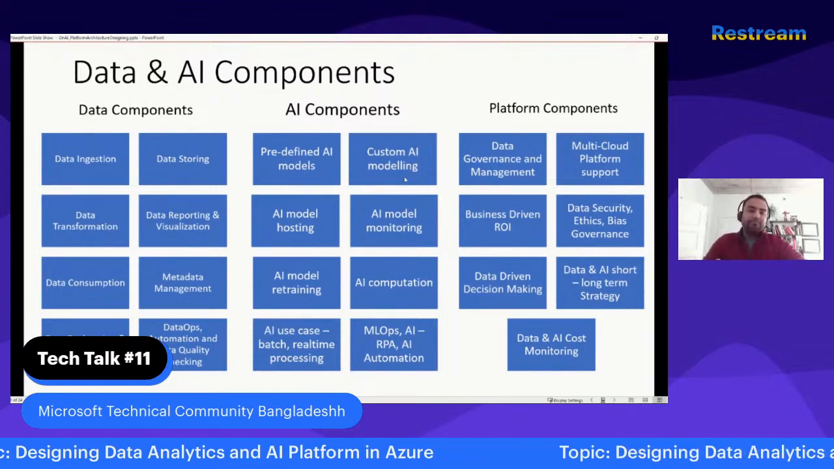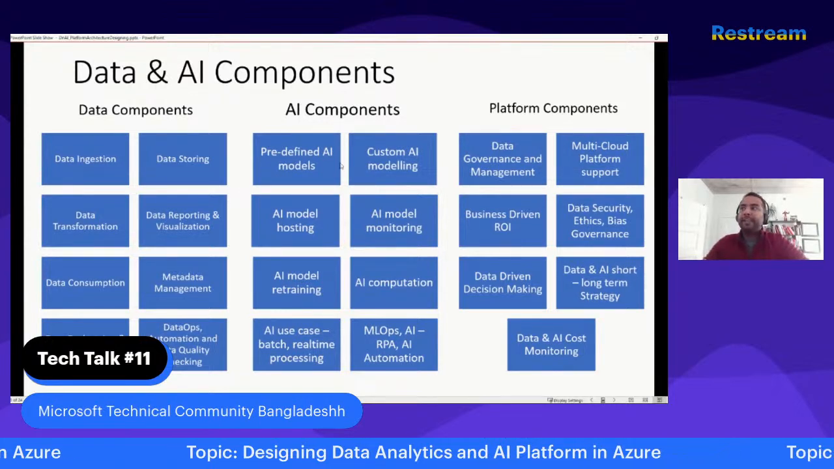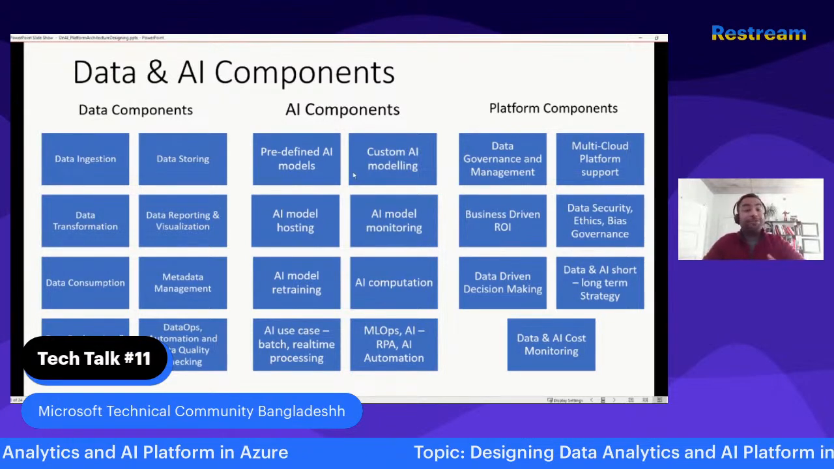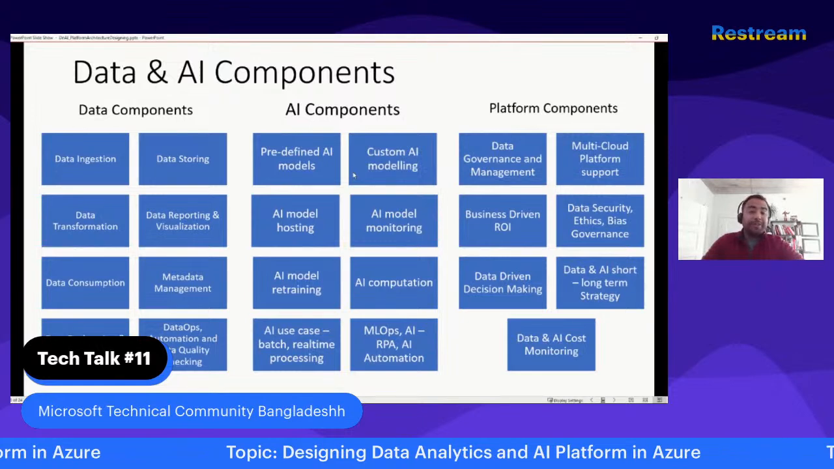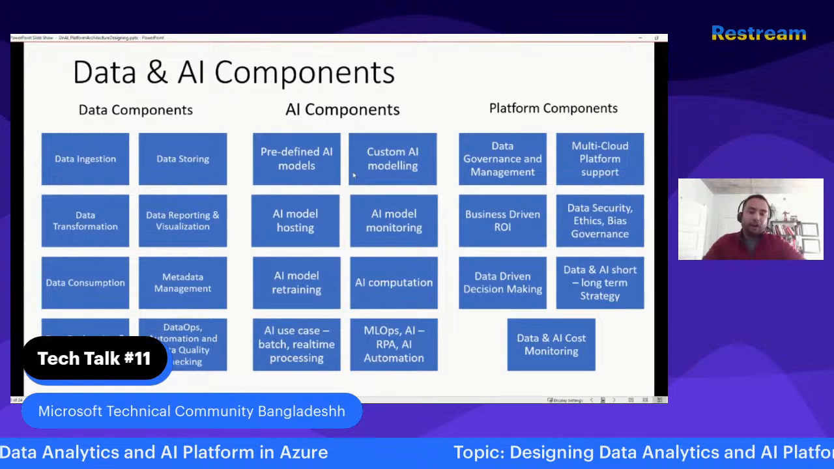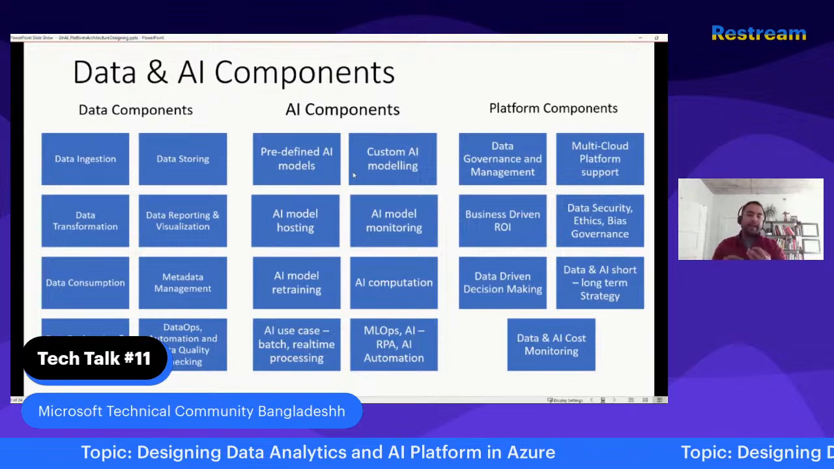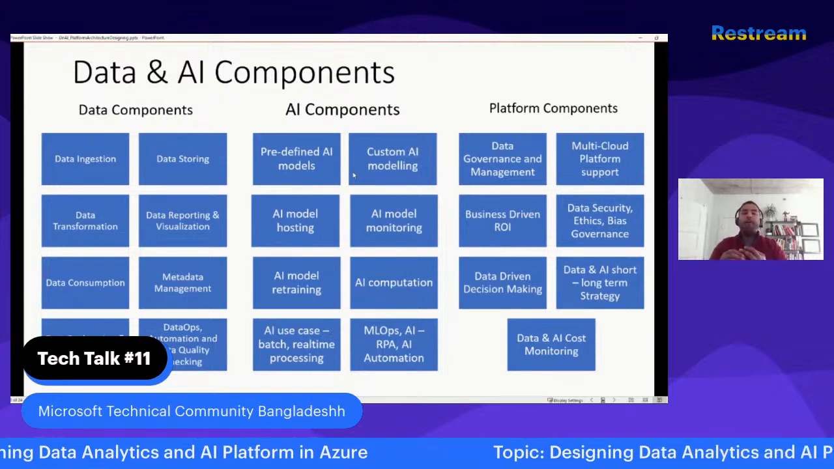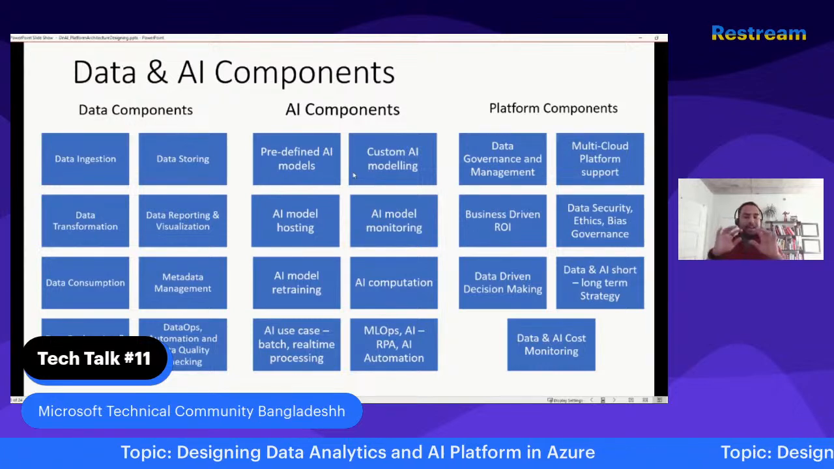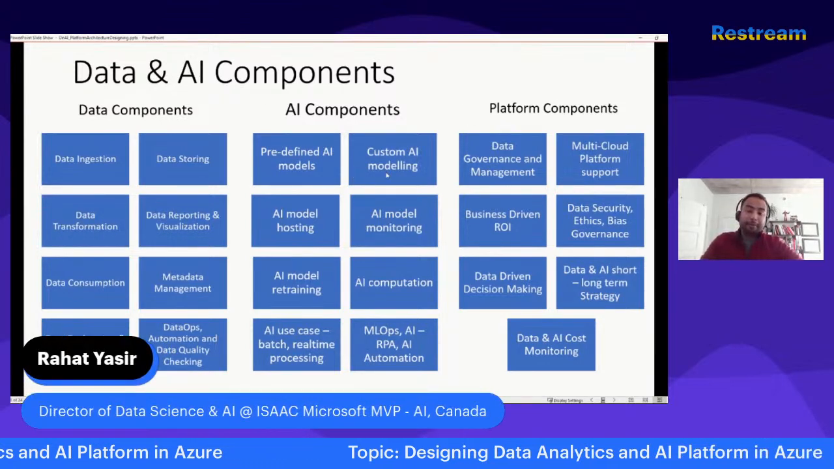Then the custom AI model. Not all the use cases will be covered through predefined models. There will be some use cases where you need to build your own custom model as well. So either you train it from scratch or you use some sort of tools to train it. Suppose AI Builder has an option where you can train certain types of models, like a data extraction model or a form recognizer model, to train the form recognizer on your type of data structure or data format. So that kind of custom model is also important.